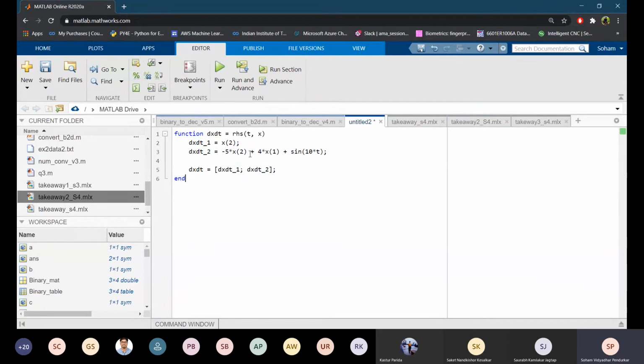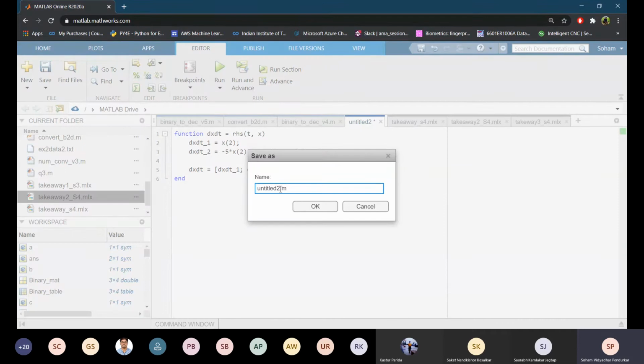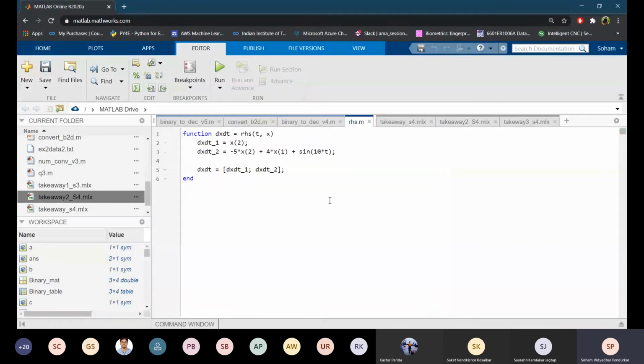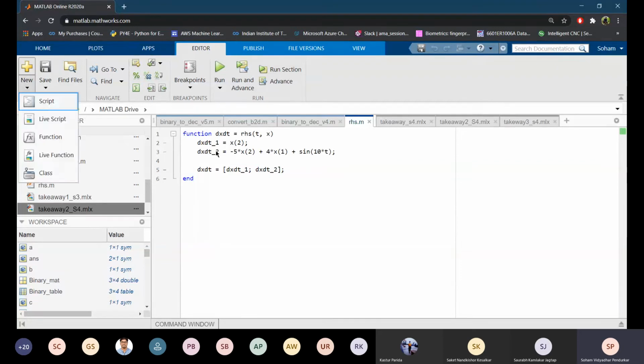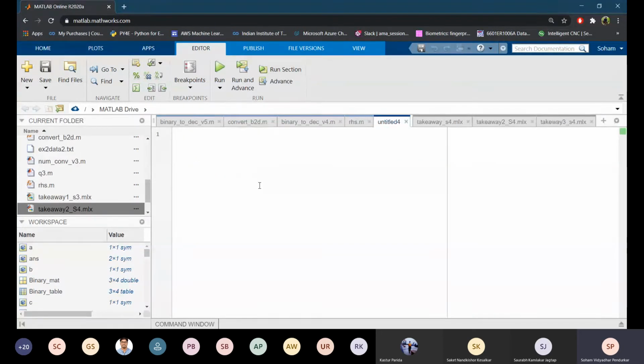So I defined the function dx dt equals RHS. This is our function name, and now I'll save this with the same name, RHS.m. I saved it. Now I'll call this from another script where I'm using the ODE function. So now what I'll do is clear, so as to get a clear view.